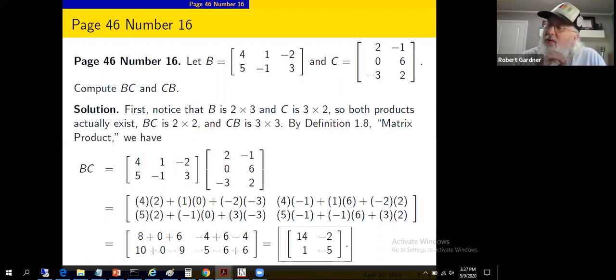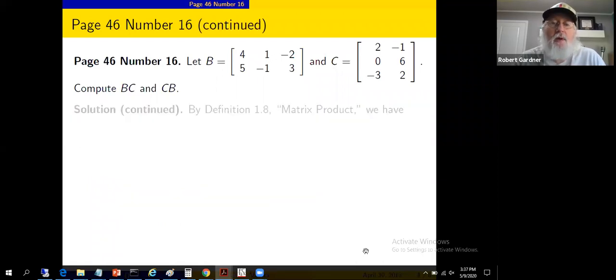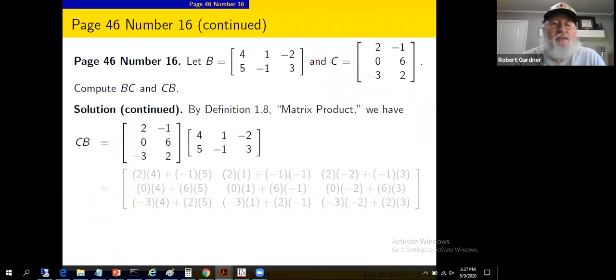You just do rows of the first dotted with columns of the second, and you put the results in the right place. Let's try another one. Let's take C times B. Okay, we're going to do row times column. Is this one quicker? Because I've only got 2 things to multiply. Yeah, but I'm going to have to do this, like 9 times? We're going to get a 3 by 3 matrix out. It's exactly the same amount of arithmetic.